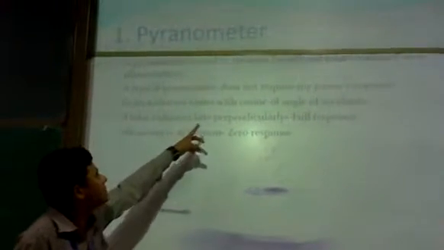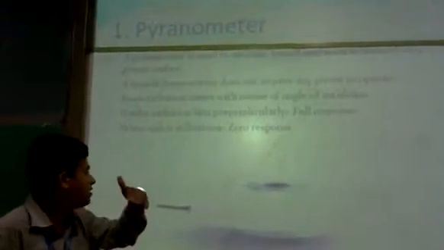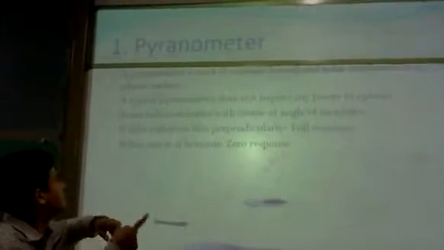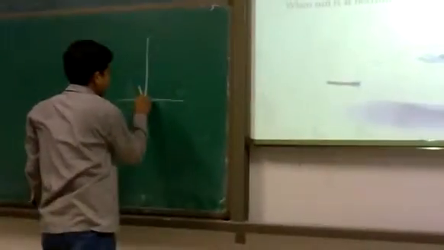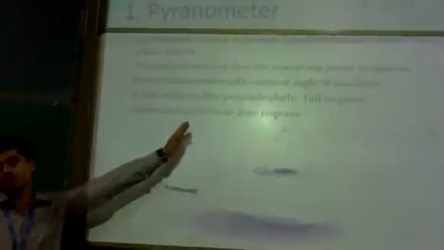The beam radiation varies with the cosine of the angle. It means that when the ray of the sun falls on this sensor, the response varies with the cosine of the angle of incidence of the ray. If the solar radiation hits the sensor perpendicularly, we get full response from the system. But if the sun is at the horizontal, meaning horizontal to that angle, we get zero response.